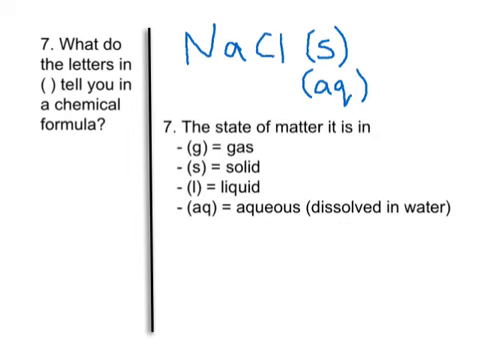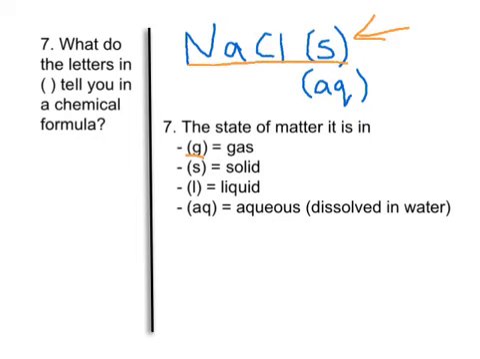So, for example, if there's a little g behind it, it would mean that it's a gas. S, like here, means that it's solid. So, for example, in this situation here, NaCl with a little S behind it means that it's solid sodium chloride. It's like what you would find in your salt shakers.